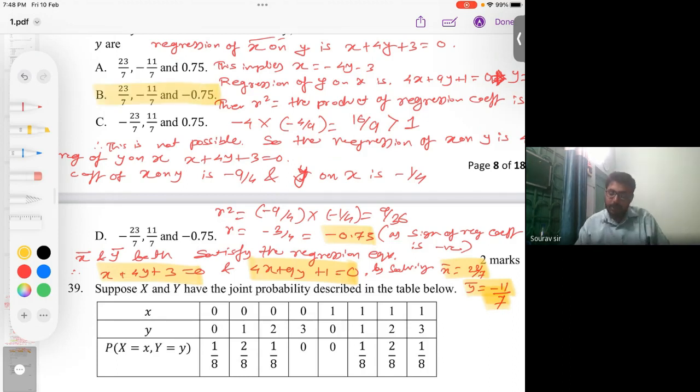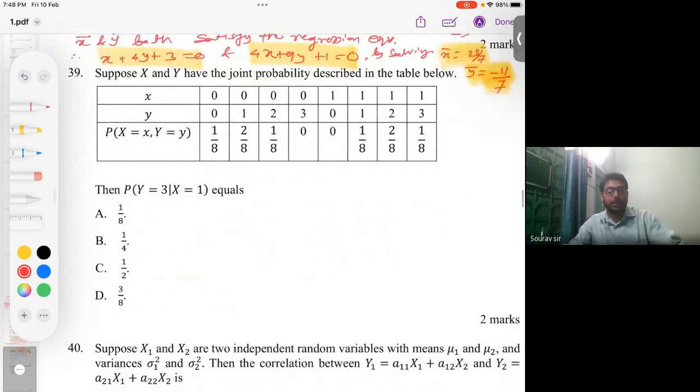Okay, look, here we have satisfied these three values, this value, this, and this. So the correct answer will be option B. Now let's jump to question number 39.